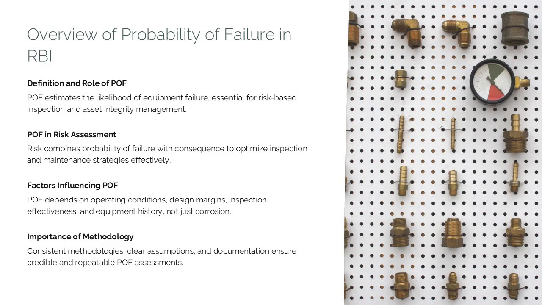Probability of failure, POF, is a core element of risk-based inspection, RBI, frameworks used in the process, energy, and manufacturing industries to manage asset integrity. POF represents the likelihood that a piece of equipment will experience a loss of containment or functional failure within a defined period. In RBI, risk is typically expressed as the combination of probability of failure and consequence of failure, making POF a critical driver for inspection planning, maintenance prioritization, and lifecycle decision-making.